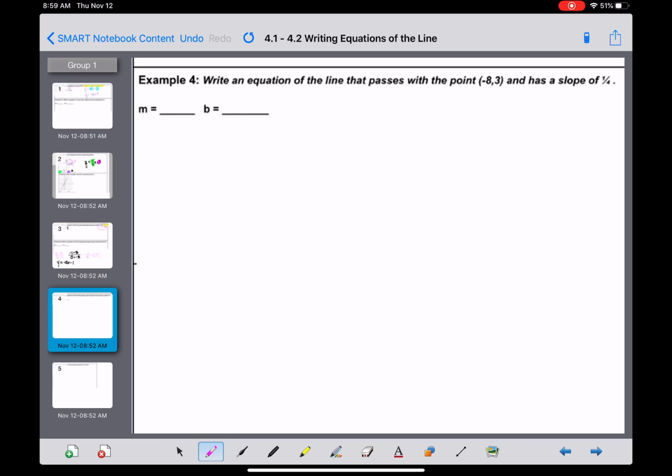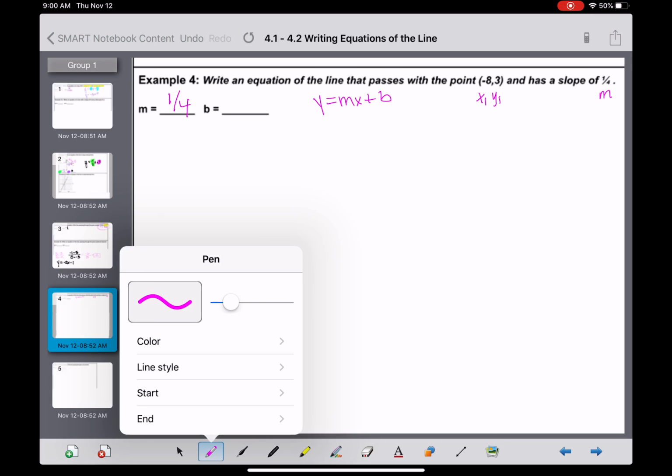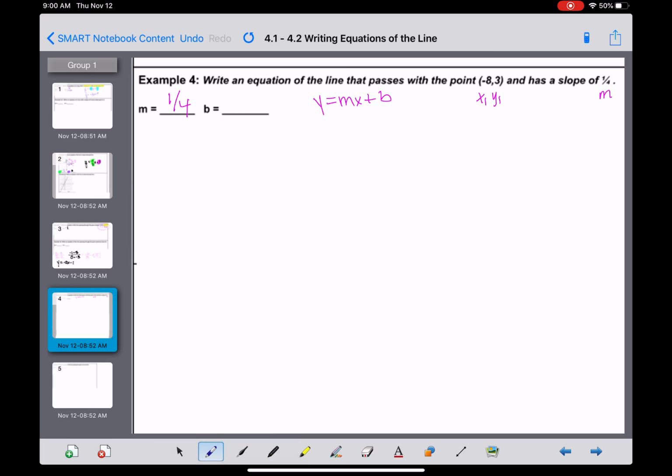In this next example, we're going to write an equation of a line that passes through negative 8, 3, has a slope of 1/4. So it's really nice. We're given one piece of information. We're given that the slope is 1/4. We are not given the y-intercept though. So we're going to solve with what we have. So I'm going to substitute into the formula every single value we were given. So we were given that the y value was 3.